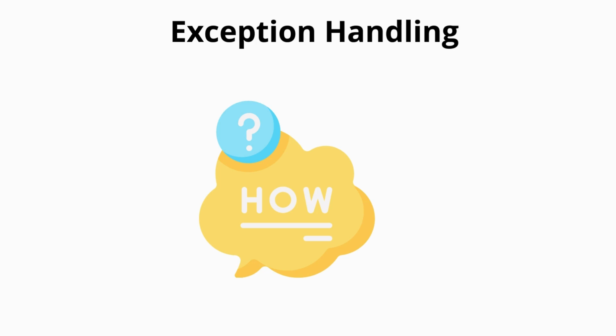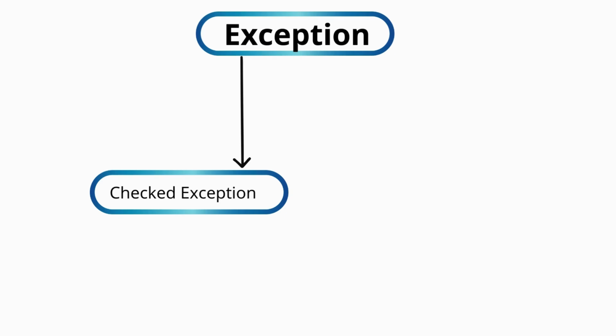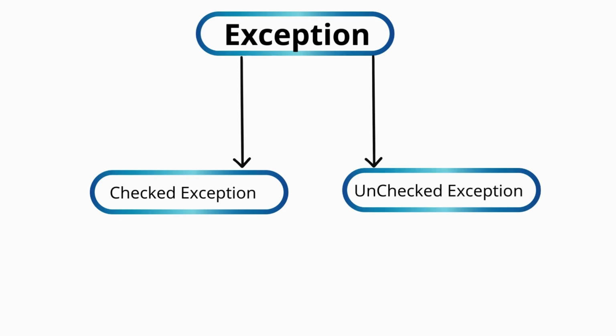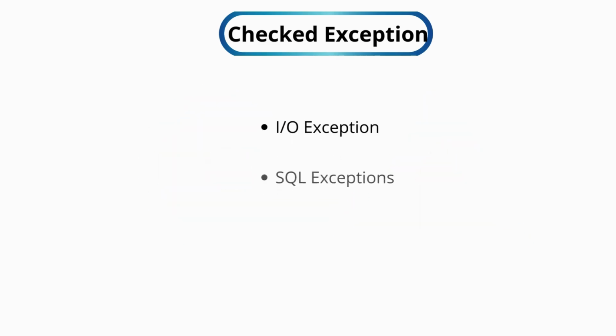Exception handling in Java allows you to gracefully handle errors, ensuring your application remains robust and user-friendly. There are two main types of exceptions. First one, checked exception. The second one, unchecked exception. Let's see about checked exception. These are the exceptions that the compiler checks during compile time. You must handle them using try catch or declare them using throws. Example, IO exceptions, SQL exceptions.